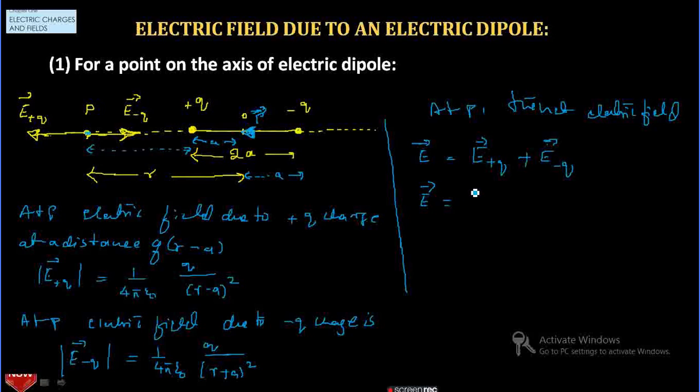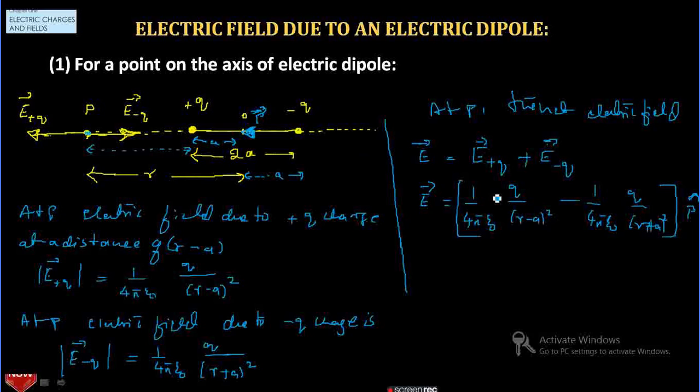E vector is equal to 1 by 4 pi epsilon naught Q by R minus A whole square minus of 1 by 4 pi epsilon naught Q by R plus A, okay, that is R plus A whole square. This is what is called as the magnitude of the difference between that into P cap. What is the P cap? P cap is the unit vector taking along the direction from negative charge to the positive charge. So therefore in vector form we are going to write this. This is the term related to the plus Q charge and this is the term related to the minus Q charge. So that is the difference.